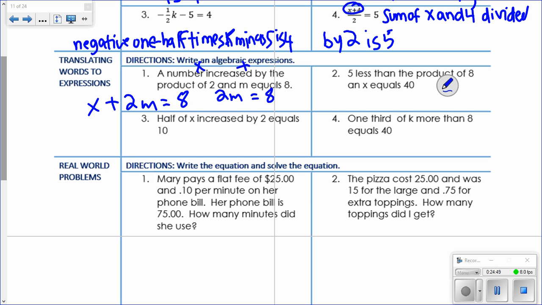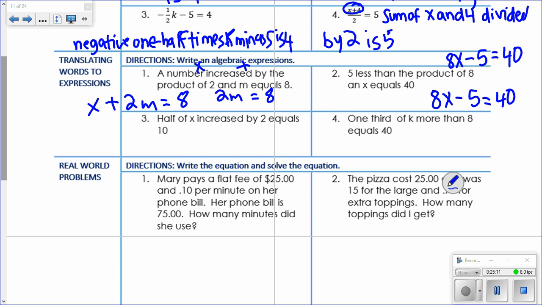For number 2, we have 5 less than the product of 8 and x equals 40. 5 less than this product. The product is 8x. So 5 less would be 8x minus 5, and it equals 40. So my final answer, 8x minus 5 equals 40.